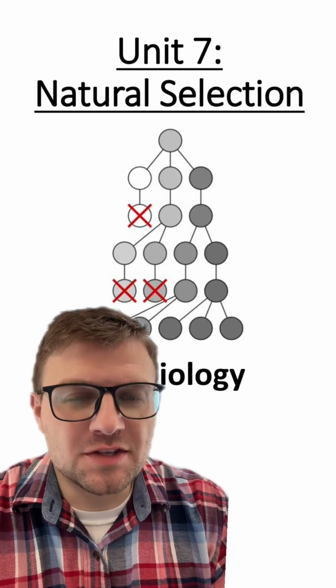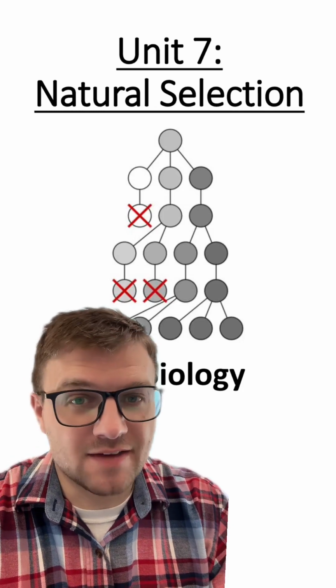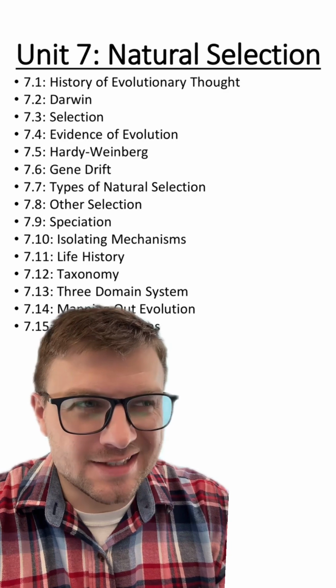Hello AP Biology students, let's go over the 10th section in Unit 7. In this section, we're going to talk about something called isolating mechanisms.